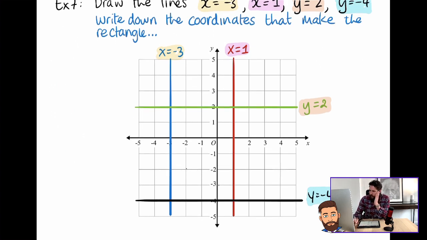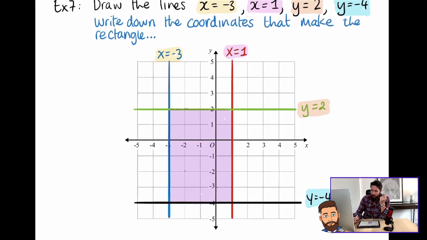And now we can answer the question. It says, write down the coordinates that make the rectangle. Well, hopefully you can see that our 4 lines that we've drawn have made a rectangle in the center. Okay, so if I just highlight this rectangle inside, hopefully you can see we have made a rectangle contained by our 4 lines. Okay, we've made that rectangle there.